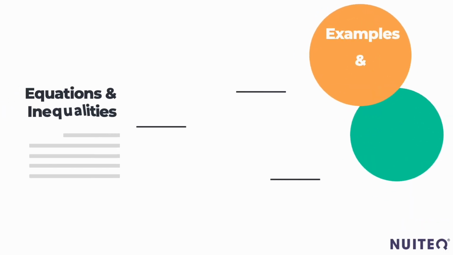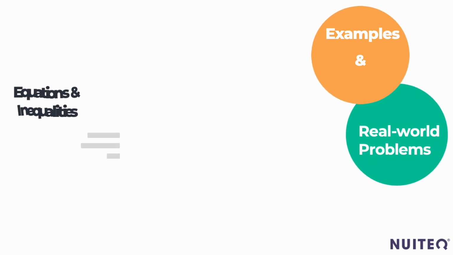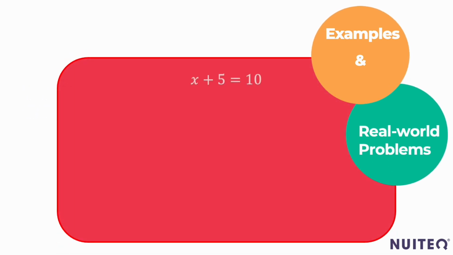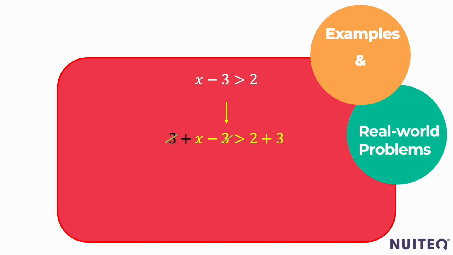For instance, let's take a simple equation x plus 5 is equal to 10. We can solve this by subtracting 5 from both sides to find x equals 5. Inequalities work similarly, but with a slight twist. Say, we have x minus 3 greater than 2. Here, we add 3 to both sides to get x greater than 5.